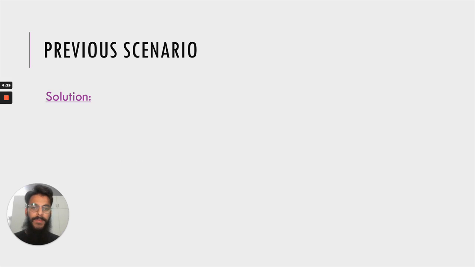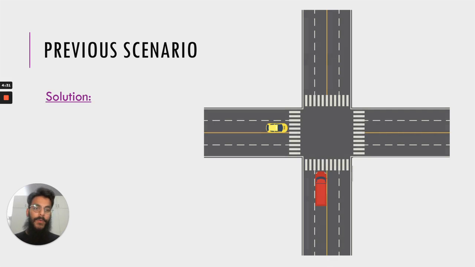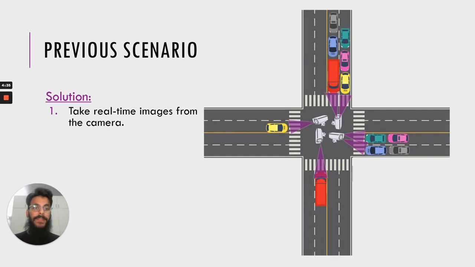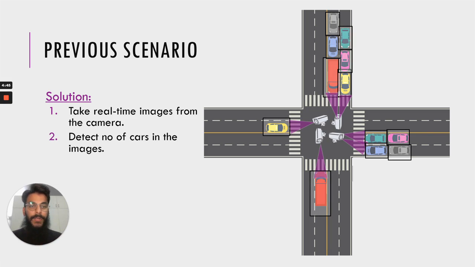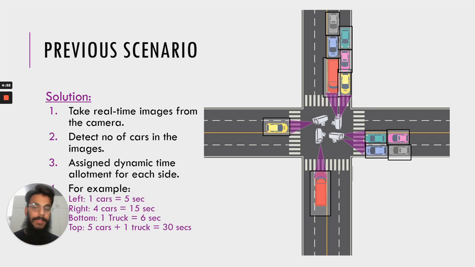So let's discuss the previous scenario. As we discussed earlier, we have four intersections with a different number of cars, and the camera takes images from each side and sends them to the server, and the server detects the number of cars on each side. As you can see here, for each side we get the exact output in terms of cars, so that we can easily calculate from this input. That's how we can dynamically assign the times.